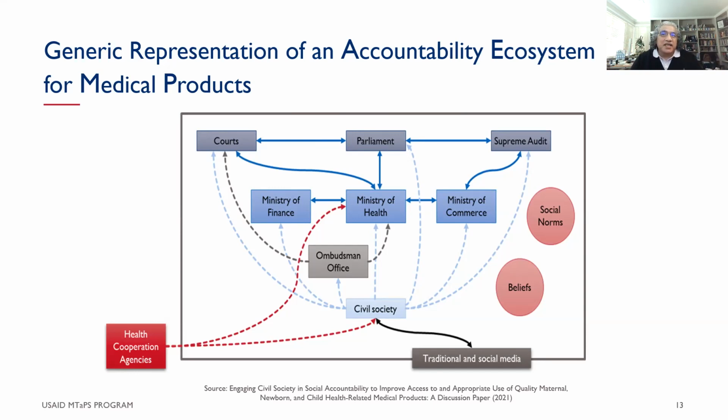And as you can see also in this representation, health cooperation agencies are apart from this, because really we as cooperation agents do not have that level of influence into this process. We need to understand it and work with different actors, but it's not a solid line because that level of hierarchy of decision making is not there.